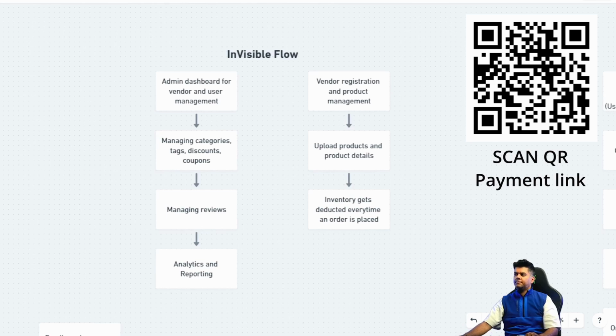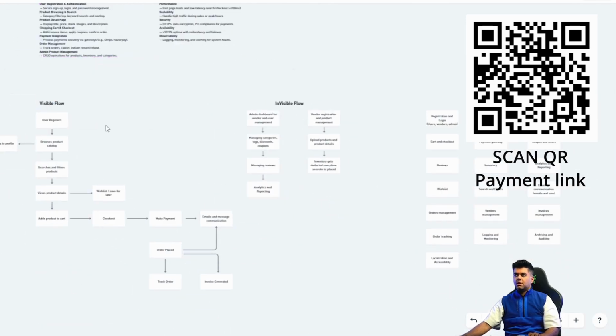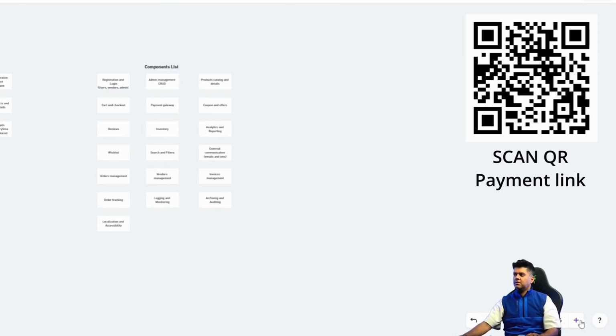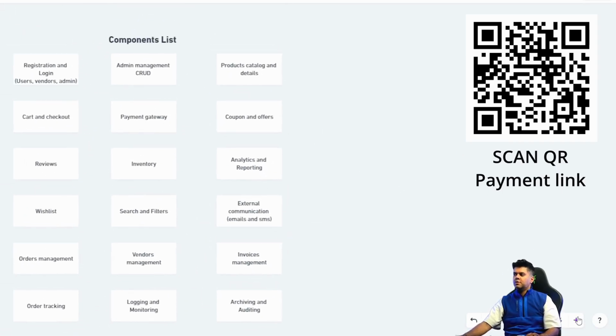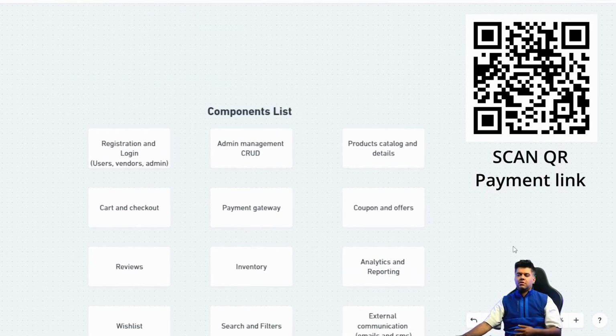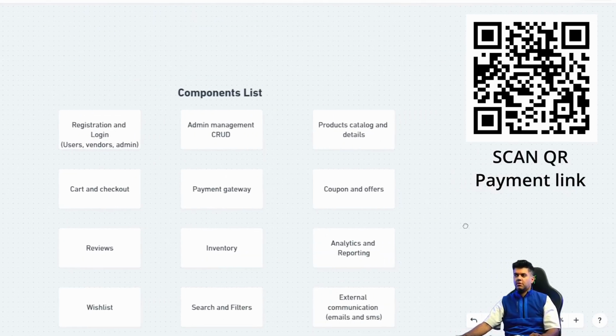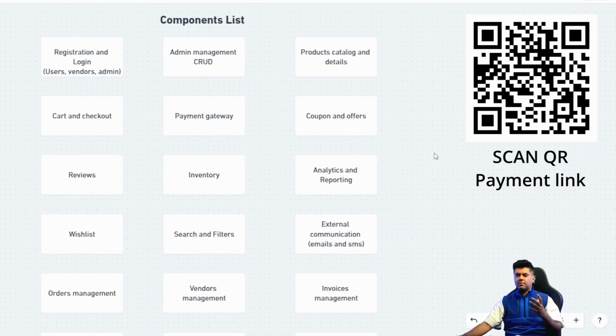Now when you look at all of this till now, the functional requirements, visible flow, and invisible flow, you essentially get the components list, which is exactly what we want. So what all is there in our components? Basically the system design is going to be a reflection of all these components. We'll have to plan for all these. So registration and login, admin CRUD, management CRUD, product catalog and details. These are all the different components or modules in the system.